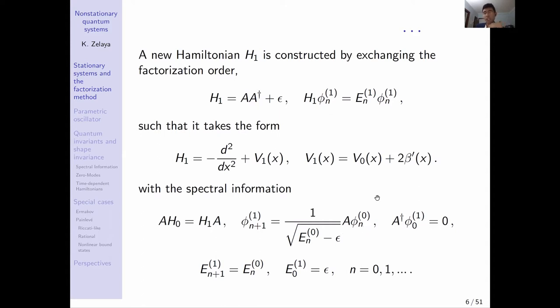So that's why we need an exactly solvable system to begin with, because if we know these phi n zeros, we can generate all the phi n plus one solutions. And the eigenvalues are exactly the same, with the exception of an additional ground state fixed at epsilon. So this is why epsilon was initially lower than the ground state.